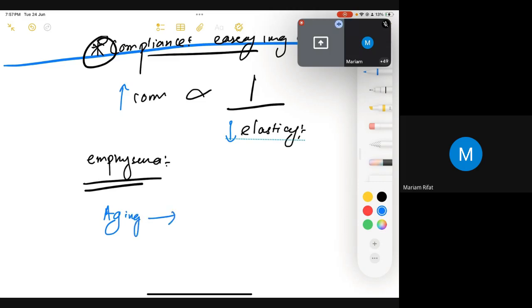What happens to elastic tissues with aging? Decreases. So what happens to elasticity during aging? Decreases. And what happens to compliance during aging? Compliance increases.